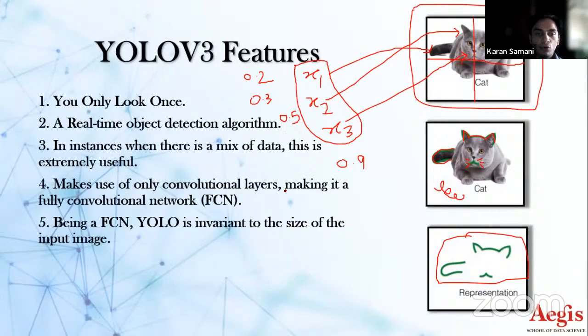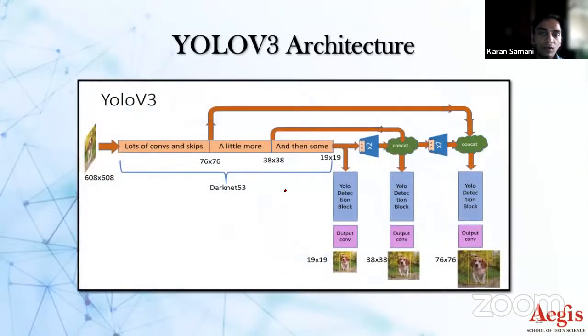So we discussed the features. Now let us see what the architecture is. For example, this is a 608 by 608 pixel image. What happens is it goes through lots of convolution layers, multiple convolution layers. There are some connections wherein a skip happens, and the outputs are concatenated. For example, if you see here, the first layer, there is one result which is coming out of this.